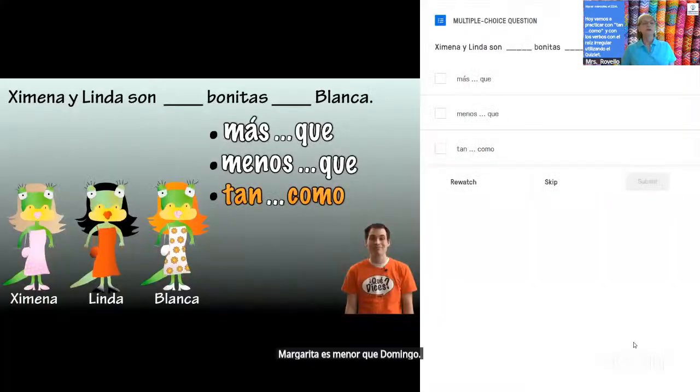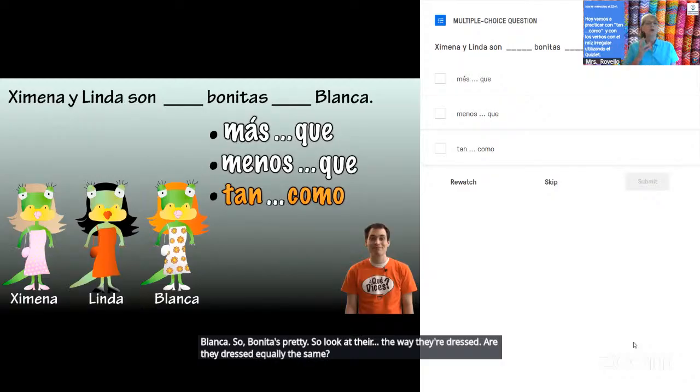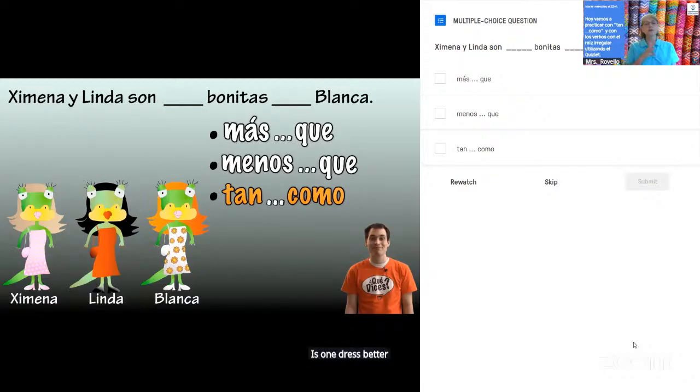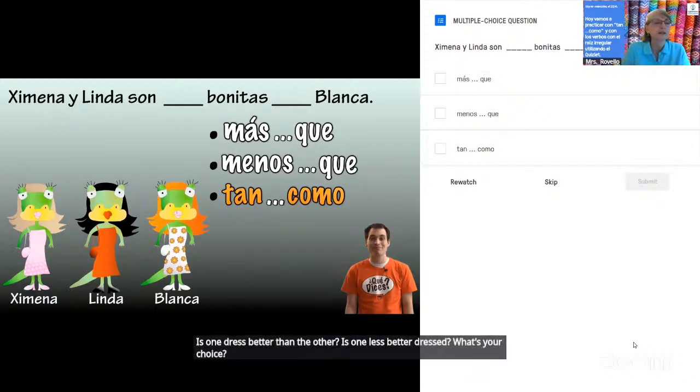Okay. Jimena and Linda, right? So the two on the left. Jimena y Linda son blank, bonitas, Blanca. So bonitas, pretty. So look at the way they're dressed. Are they dressed equally the same? Is one dressed better than the other? Is one less better dressed? What's your choice? A, B, or C?